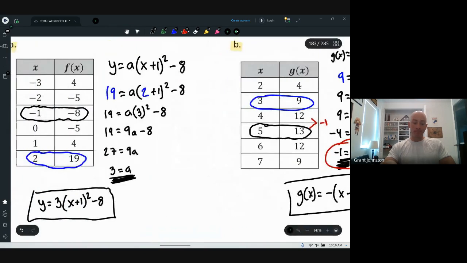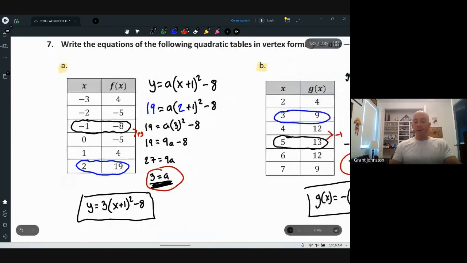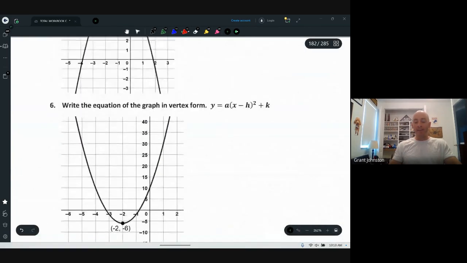Look at that. Little pro tip. From 8 to negative 5, isn't that adding 3? Isn't the a value 3? So you can kind of see it sometimes just doing that.